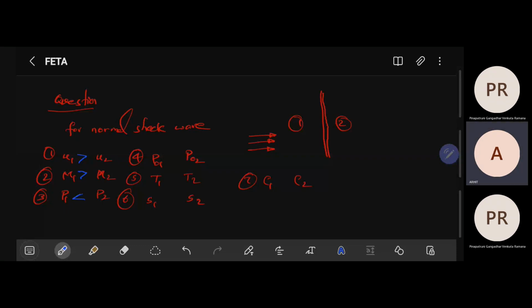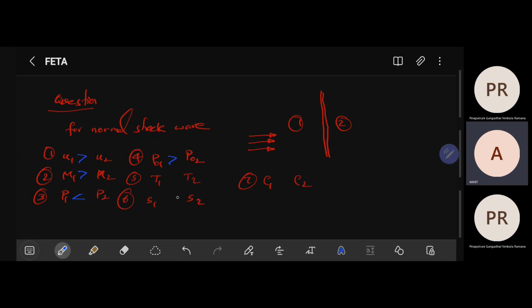Decrease means I should use the less than symbol. So P02 is less than P01. The stagnation pressure always decreases across a shock wave, due to the increase in entropy.